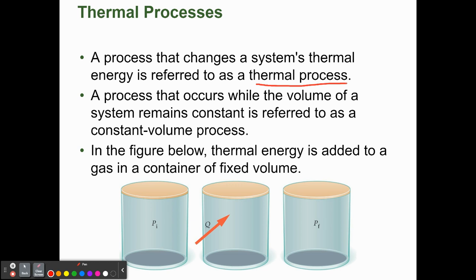If it occurs while the volume remains constant, then we call that a constant volume process. And so you can see an example here below. So we're in the type of container where we cannot expand the volume out anymore. So we have an initial pressure, we have heat that's added into the system, and then we have a final pressure.